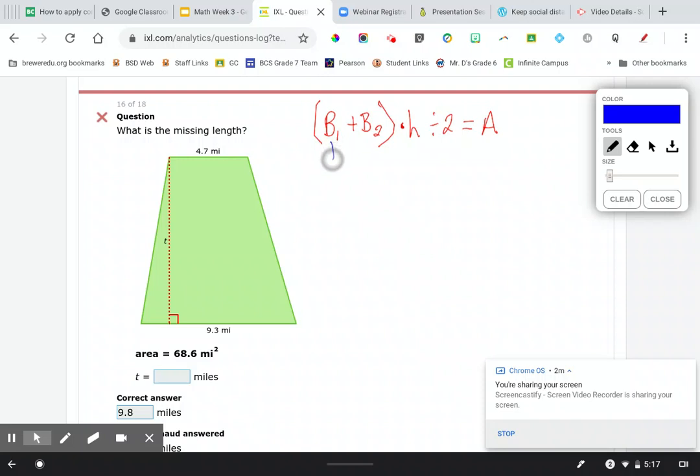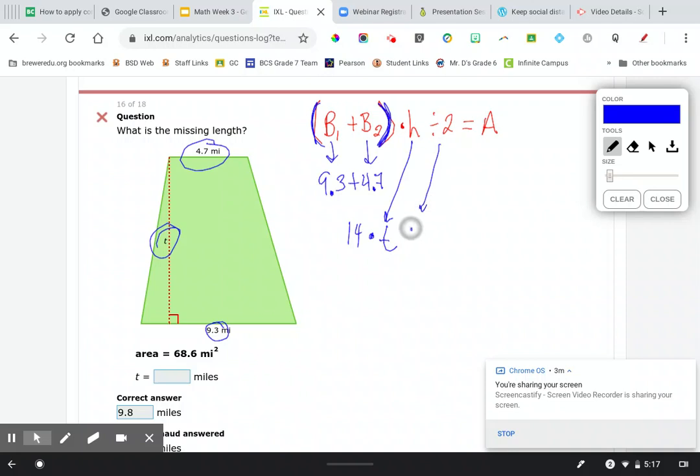Base 1. I know what base 1 is. We'll call it 9.3. Plus base 2, 4.7. I might as well get that out of the way because they have to be grouped together, right? The parentheses tell me those two have to be added first. So I'm going to do that. 9.3 plus 4.7, that's 14. Right? Times the height. The height is T. We don't know it, so that stays a missing letter. Divided by 2, that's straightforward. I don't need to fill anything in. That's fine. Equals the area, and it tells me the area is 68.6. So now it's all set.